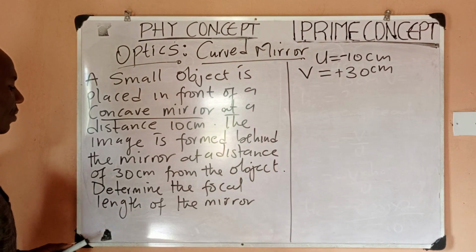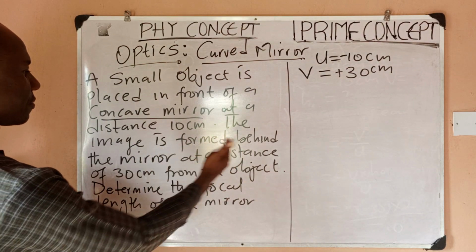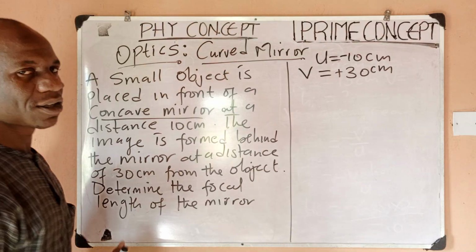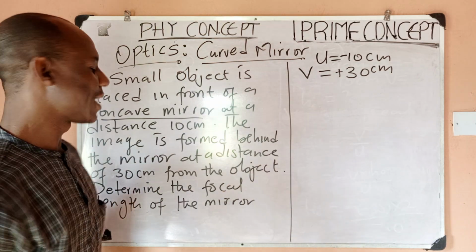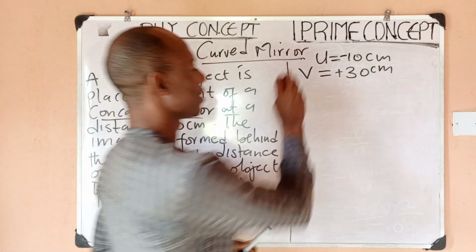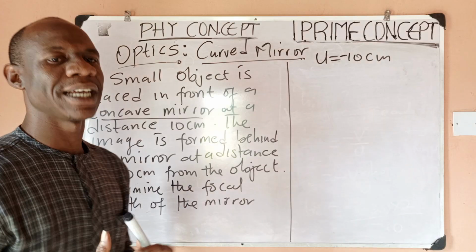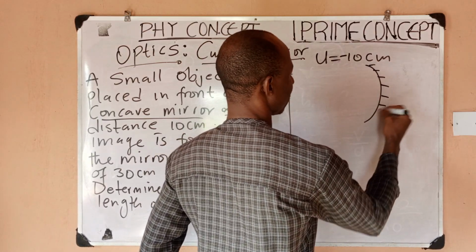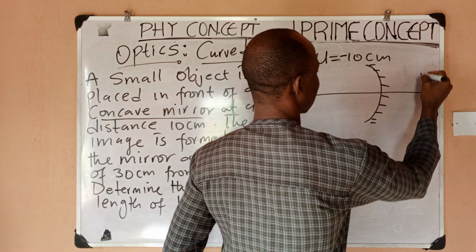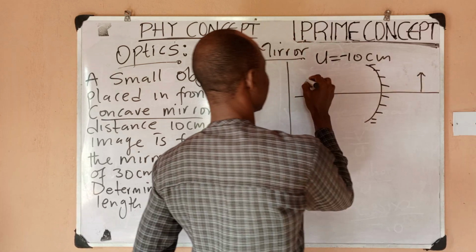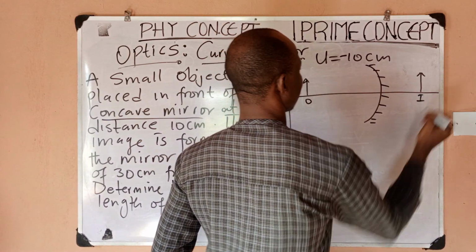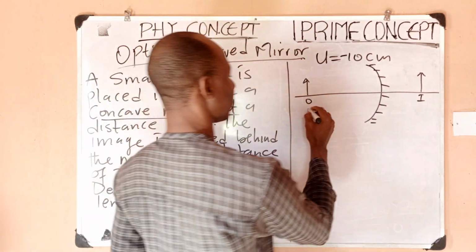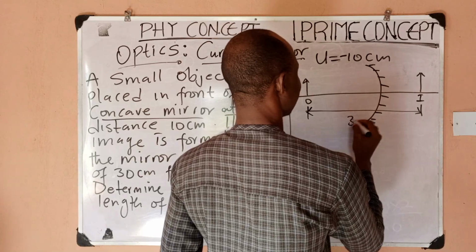Now, they said from the object. Okay, the image is formed behind the mirror at a distance of 30 cm from the object. So this is where a lot of students will make mistakes. Now, our 30 cm is not actually our image distance. So they said 30 cm from the object. Now, assuming this is my concave mirror, and this is our image, then this is our object, right? And they are telling us that the distance from the image to the object is what? 30 cm. So it means that this total distance is 30 cm.